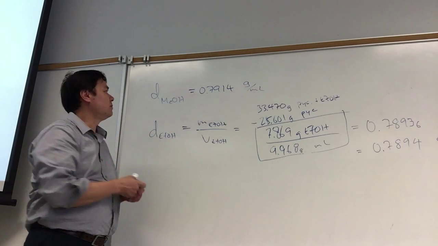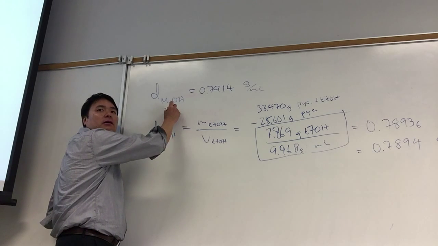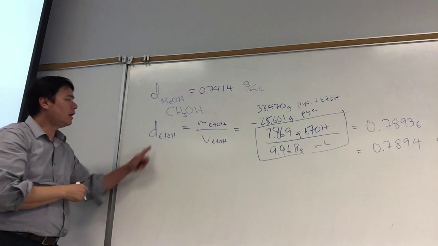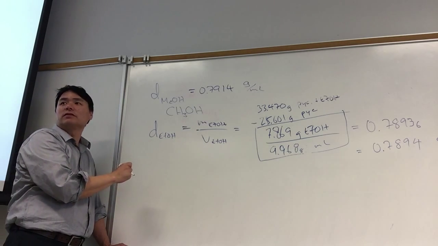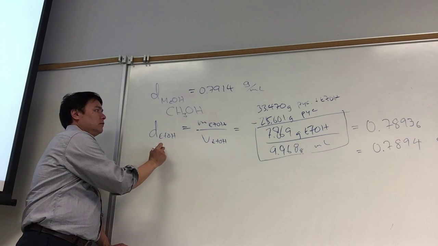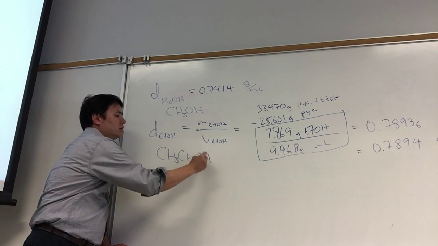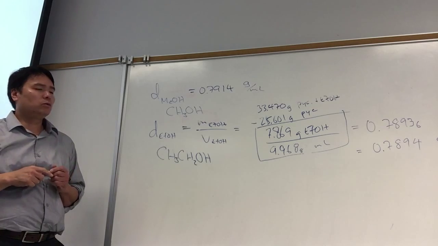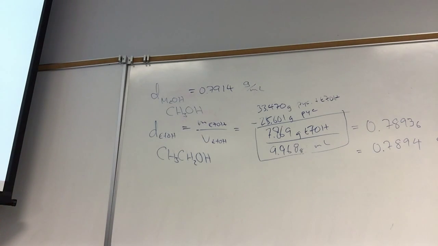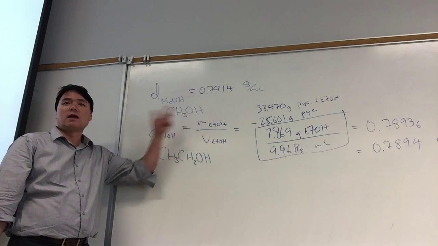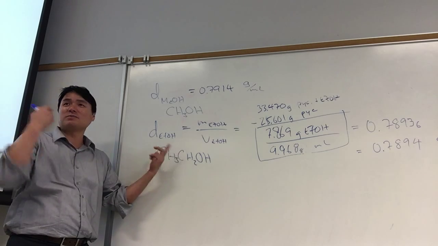Which one should be more dense? Methanol, do you know the formula of methanol? Anybody? Close, CH3OH. How about ethanol? You know the formula for ethanol? C2H5OH, but I'm going to write it like this, CH3CH2OH. Which one should be more dense, you think? Should the ethanol be more dense or the methanol be more dense? You would think the ethanol should be more dense because this is a heavier molecule than this. And so I would expect the ethanol should be more dense because it's heavier, right?